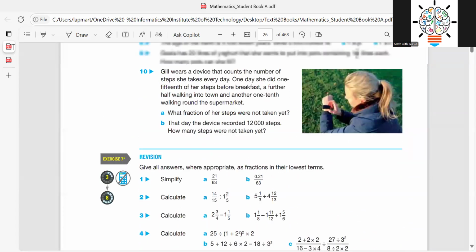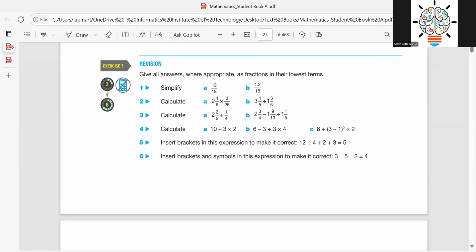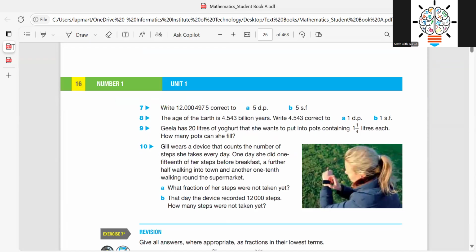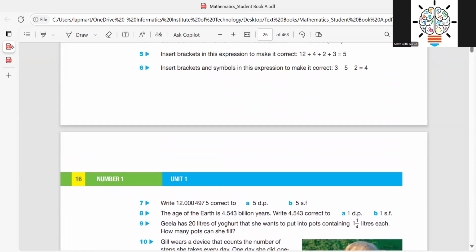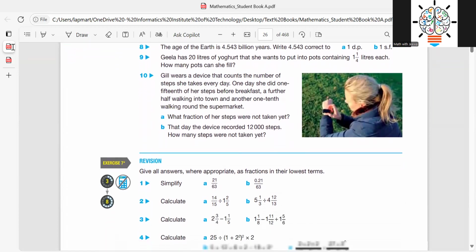So that is exercise 7 and 7 star. We have come to the end of the unit 1, number 1 portion. So then you are supposed to do exercise 7 and 7 star. Here, before moving to the sums, I'm planning to discuss the word problems. Why? Most of the students are struggling with the word problems. So I thought to discuss them first, right?